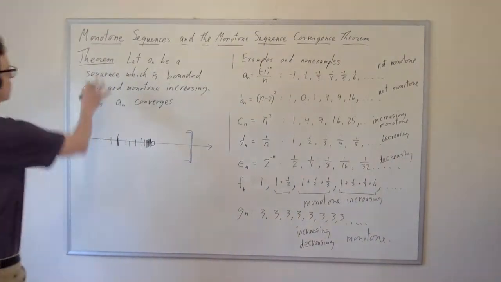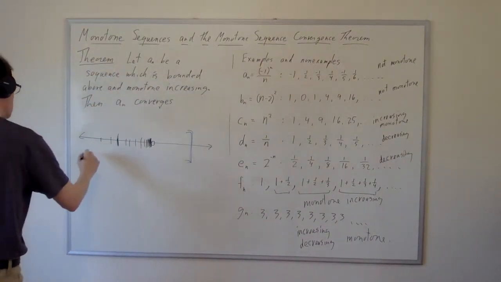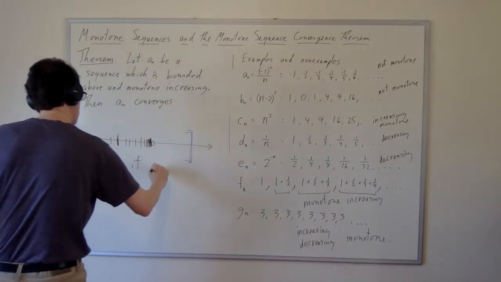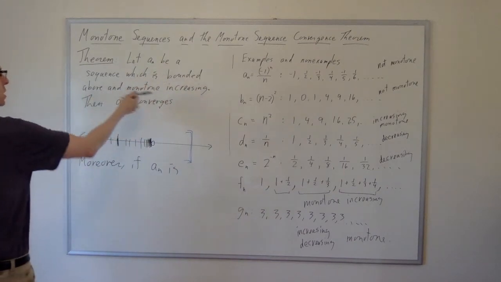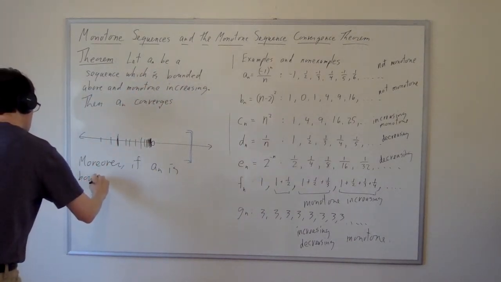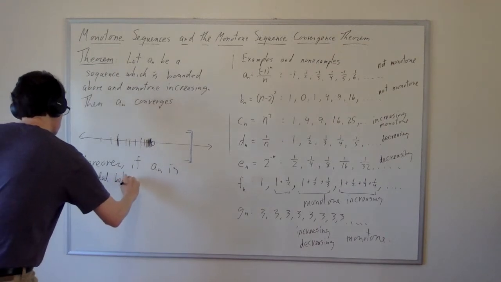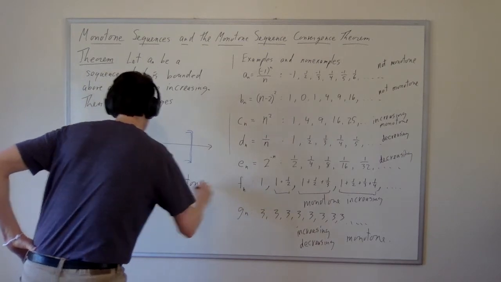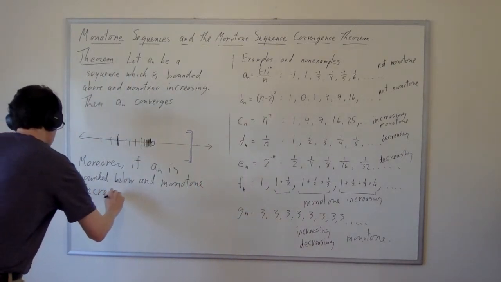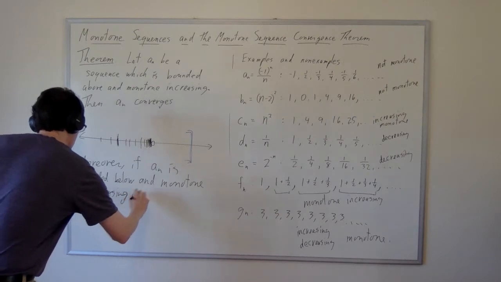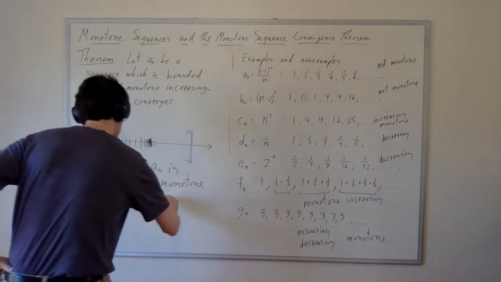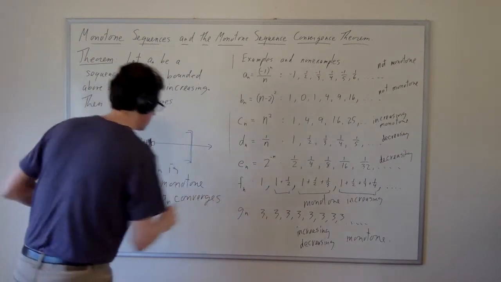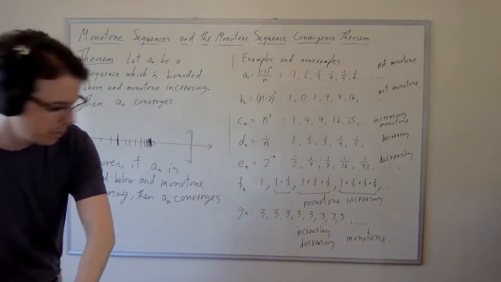There is an opposite sort of situation here, which is not stated in this theorem. So let me state that clearly next. Moreover, if an is bounded below, instead of bounded above, and instead of monotone increasing, we'll say monotone decreasing, then an converges. This is exactly the same principle, just exchanging left for right. It's the mirror image principle.